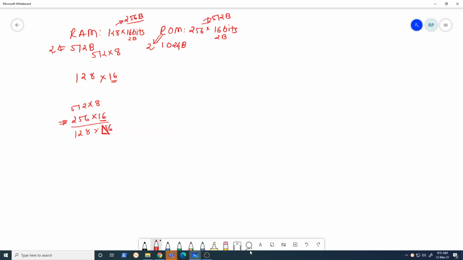16, right? In your data bus, you can pass 16 bits, and there are such 256 locations. So if you want this requirement, now just divide it. The answer is 2. This way also you can understand this thing. Same concept for ROM.